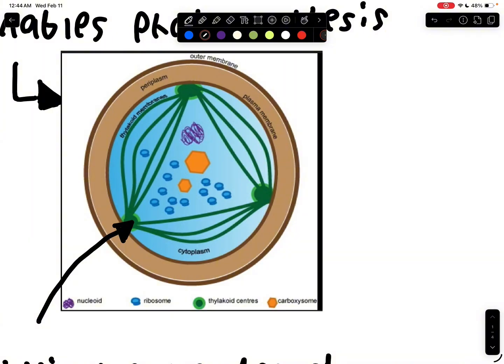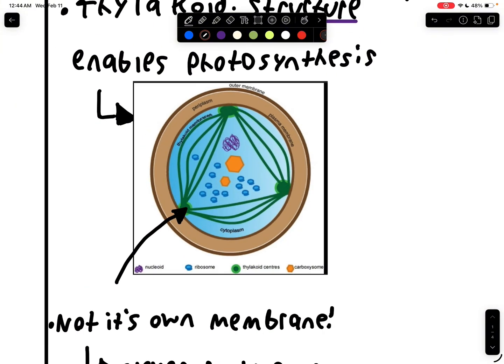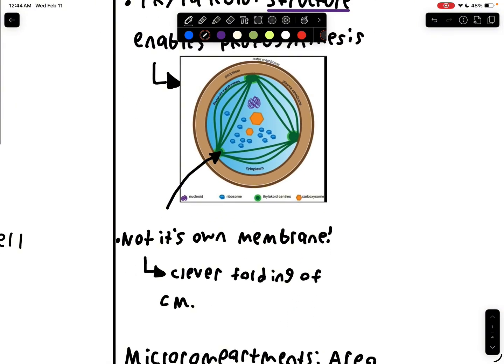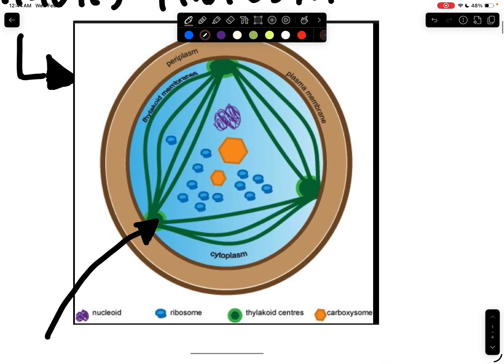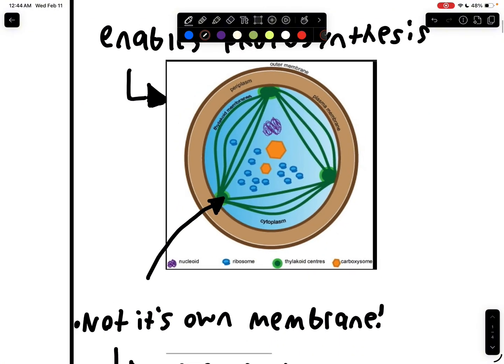And what happens is the thylakoid basically is a clever folding of the cell membrane, right? So it's not its own membrane. It's just using the cell membrane to create this kind of structure. So it's just a folding of something you already have. You're not forming a separate membrane. You're just using what you have in a clever way. And it looks kind of like this strange inner branching.